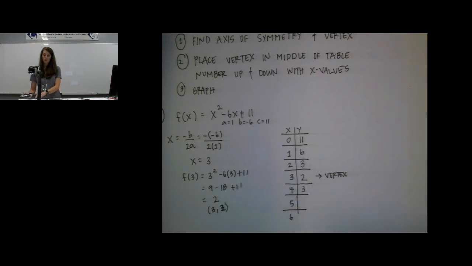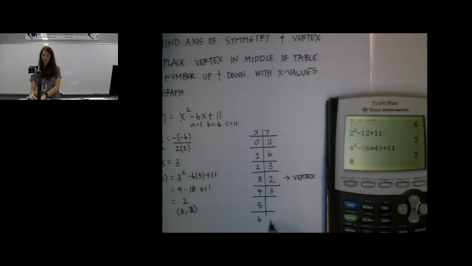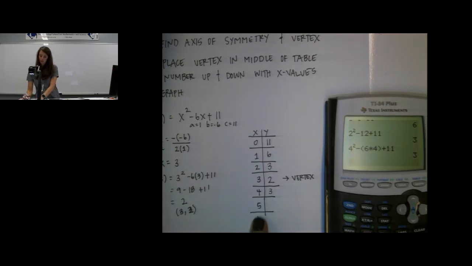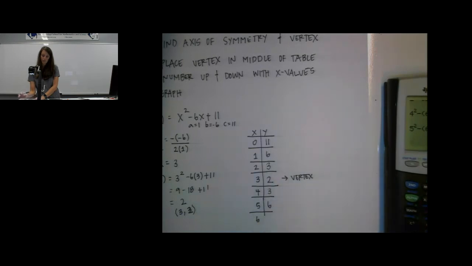Do you see that? So now we're going to the right, but it's going to be the same y values associated with that because it looks the same on the left and it looks the same on the right. Okay? So then if you plug a 5 in there, 5 squared minus 6 times 5 plus 11, which gives you a positive 6. And then if you plug a 6 in there, 6 squared minus 6 times 6 plus 11 will give you an 11.